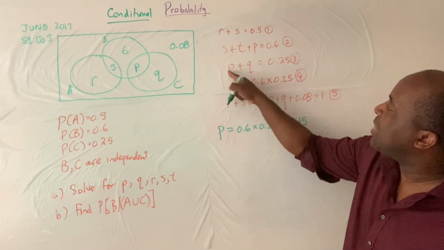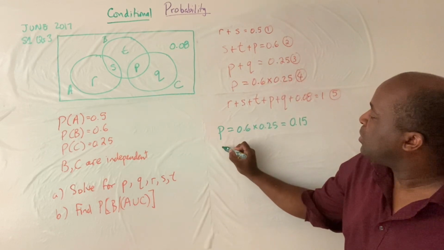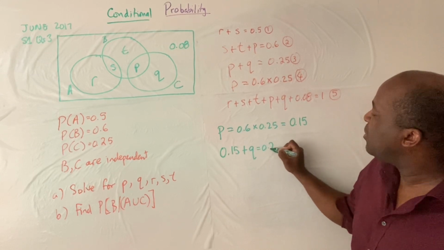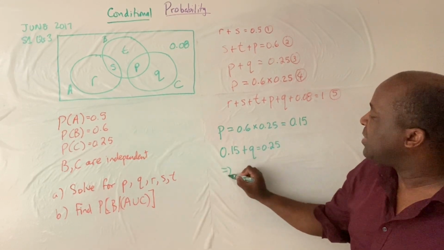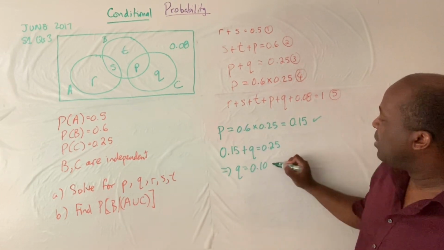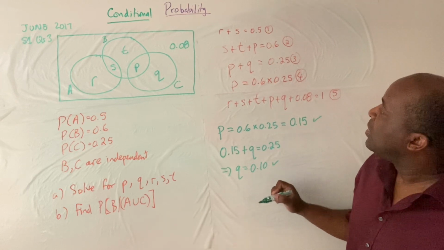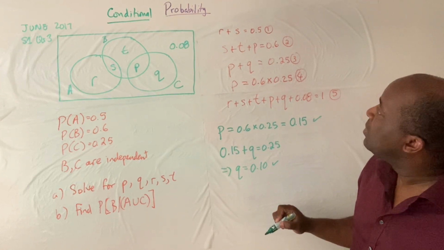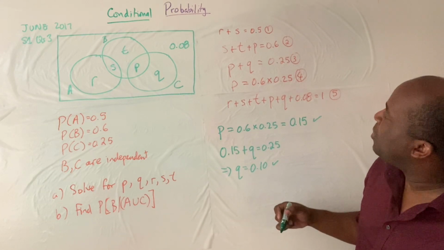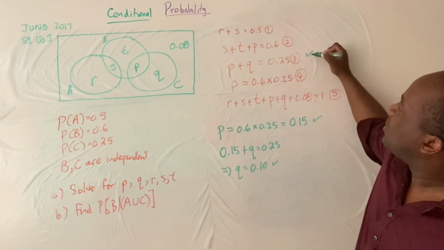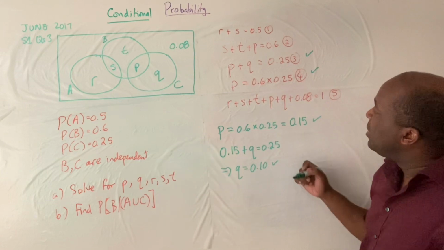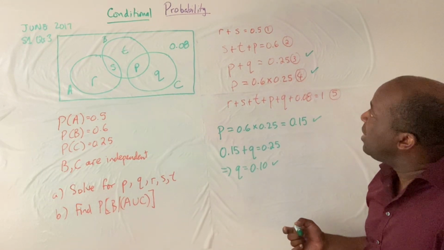And then we continue from there. Since I know what P is, I now can work out what Q is. So 0.15 plus Q equals 0.25. So this implies that Q is 0.10. Right? So we now have Q sorted. So I have P and I have Q, and we can look to now solve for another unknown. Okay, so where are we going to go from here? So let's simplify the other remaining information.